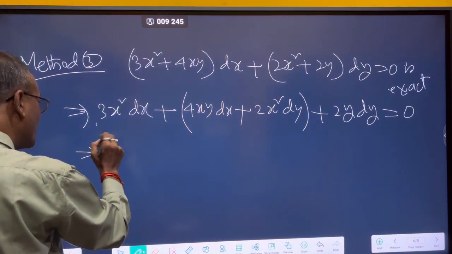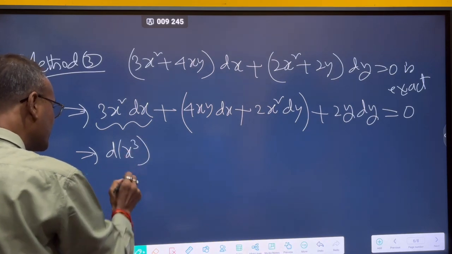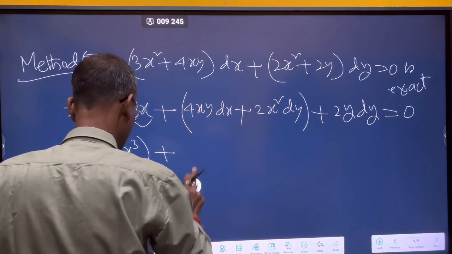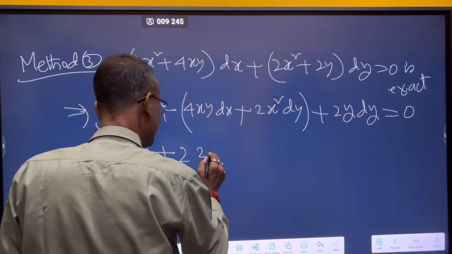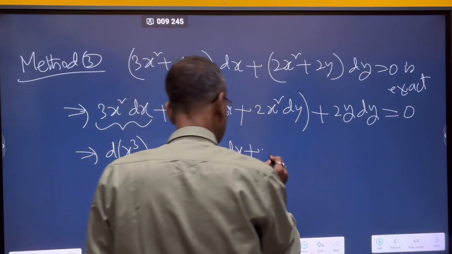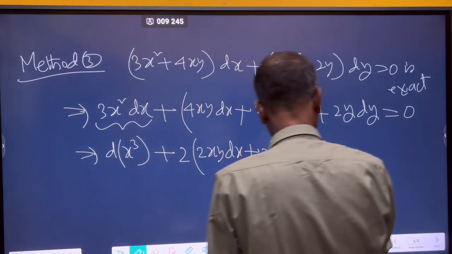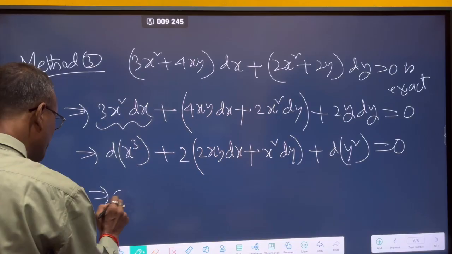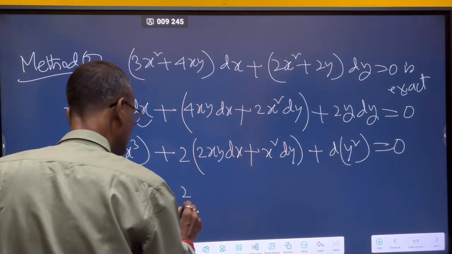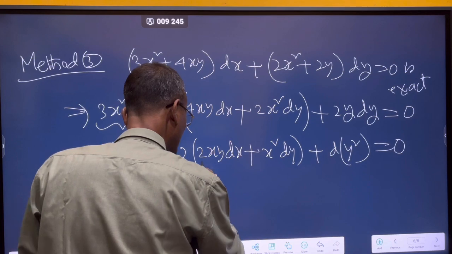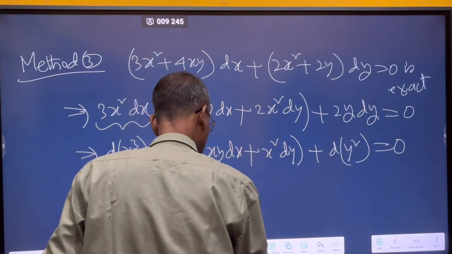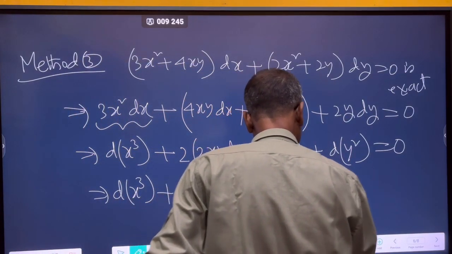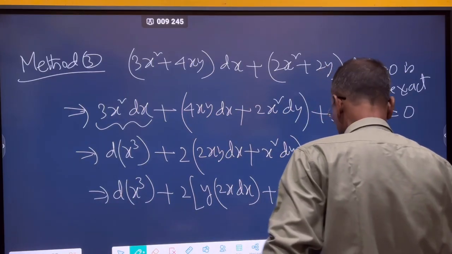Now for this, d of x cube plus, in this take 2 common: 2 times (xy dx plus x square dy), plus d of y square equals 0. Plus d of x cube plus 2 times (2x dx... y plus x square dy), plus d of y square, this is equal to 0.